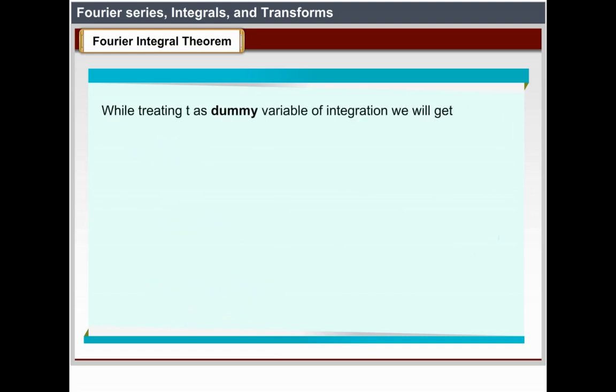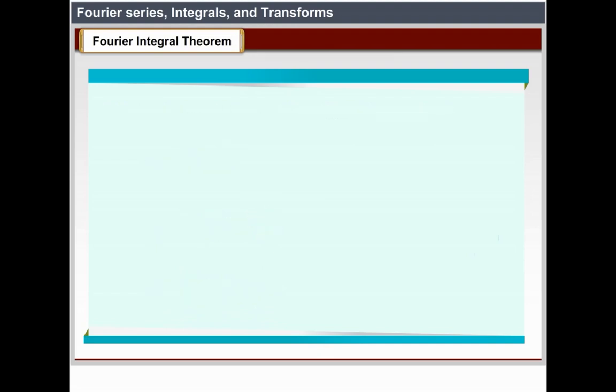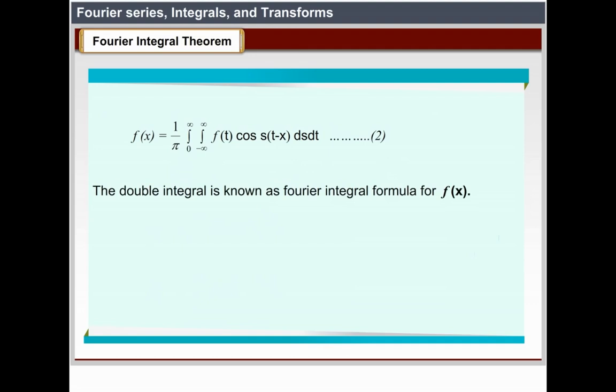While treating t as dummy variable of integration, we will get a naught equal to 1 by L integral minus L to L f of t into dt, an equal to 1 by L integral minus L to L f of t into cos n pi t divided by L into dt, bn equal to 1 by L integral minus L to L f of t into sin n pi t divided by L into dt. f of x equal to 1 by pi integral 0 to infinity, again integral minus infinity to plus infinity, f of t into cos s into t minus x into ds into dt. The double integral is known as Fourier integral formula for f of x.